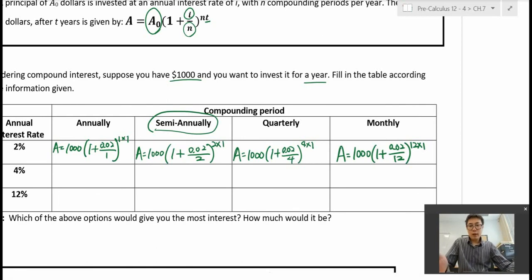So there are different compounding periods. You can fill in the table for the rest. It will be exactly the same thing, except now the percentage is going to be a little bit different, okay? So I'll let you finish filling the table.